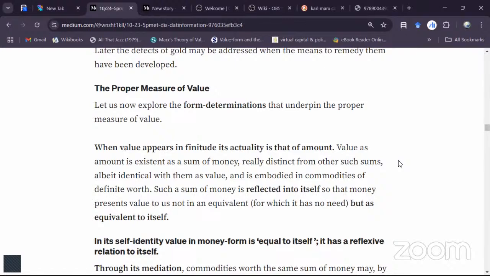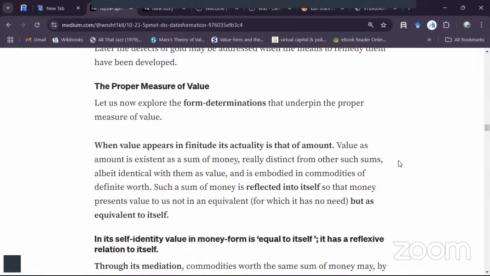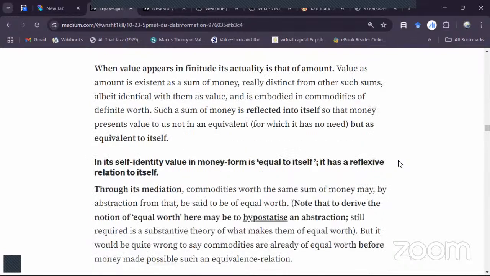Value as amount is existent as a sum of money, really distinct from other such sums, albeit identical with them as value, and is embodied in commodities of definite worth. Such a sum of money is reflected into itself so that money presents value to us, not as an equivalent for which it has no need, but as equivalent to itself. This is the money bin. The money bin is the money bin, and its self-identity value in money form is equal to itself. It has a reflective relation to itself. So, hold on to your penny collection.